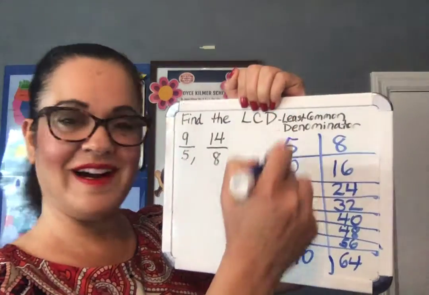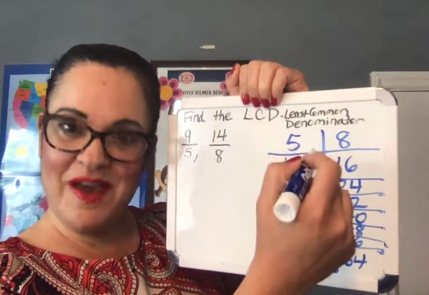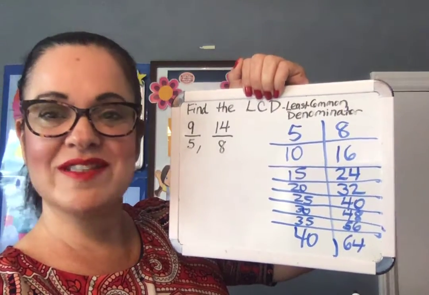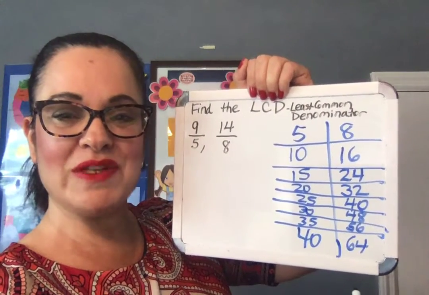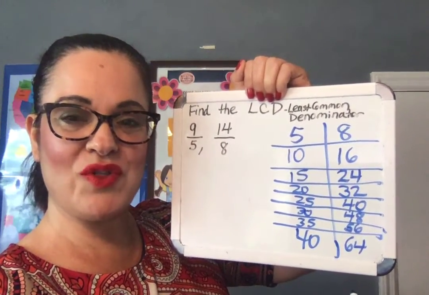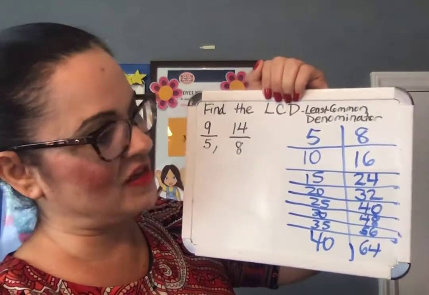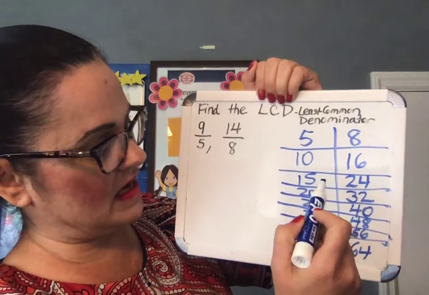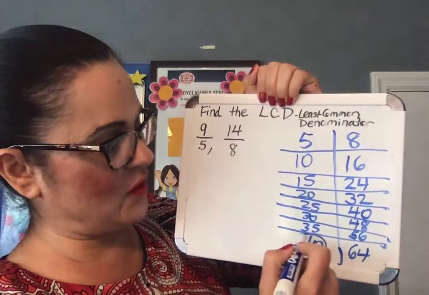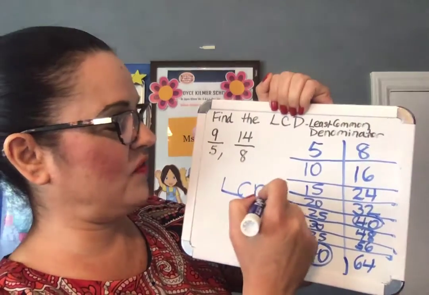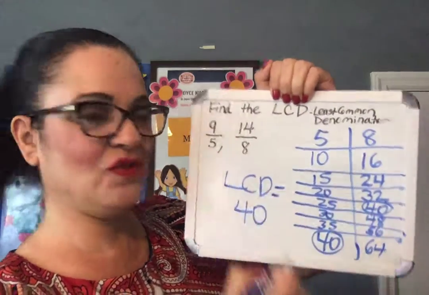Now I have my columns of 5, skip counting by 5 and skip counting by 8, and I'm going to look for the lowest common denominator. I'm going to look in both columns and circle the number that is the same in both columns. The first number that I see that's the same. And what is that? Oh, it is 40. So my LCD of 5 and 8 is 40.